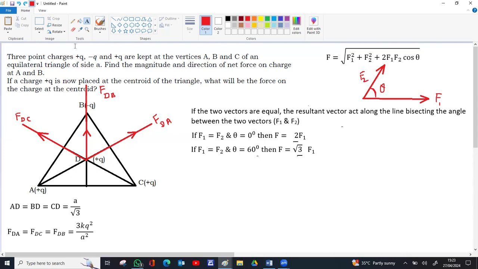Now if they are at 90 degrees and equal, cos 90 will be 0. This whole term will go to 0. So F1 square plus this also will be F1 square, 2 F1 square, and F1 will come out. So root 2 times F1.